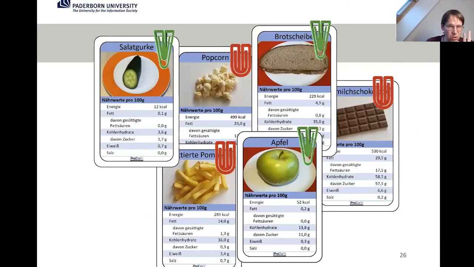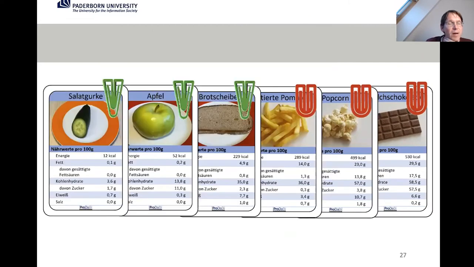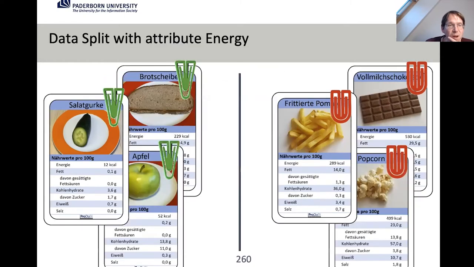And you can do it with all the cards, or with a subset of the cards, and then you can sort them. Here they are sorted according to the energy included. And then you see here in the middle, that's a possible split. So maybe around 260, I don't know what this is. And then you have on the left side, the good ones, and on the right side, the other ones. That's your first data split.